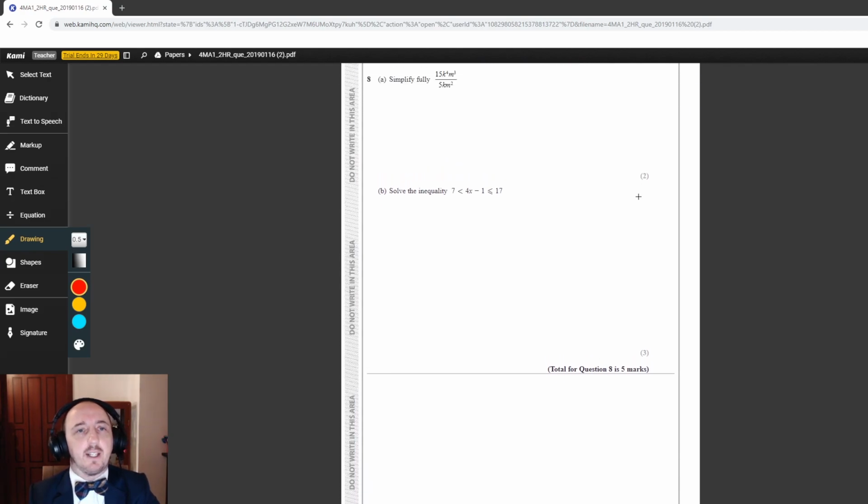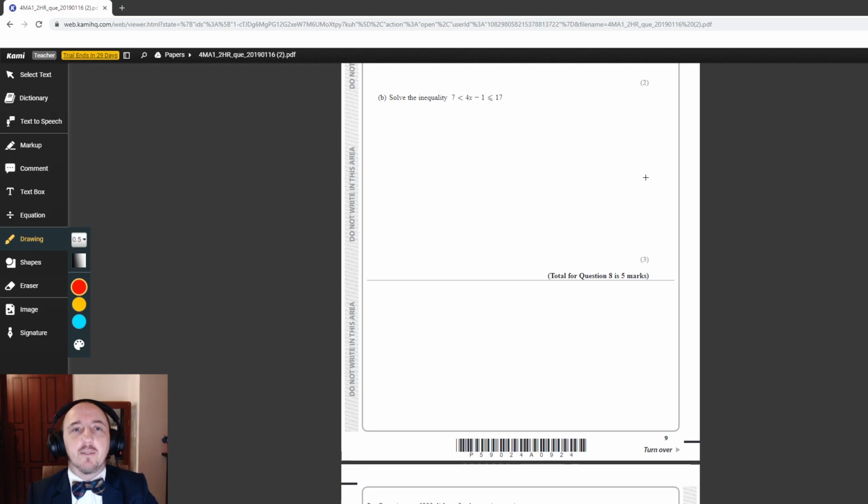Question 8, we're simplifying. So we're going to cancel the 15 and the 5, and that gives us our 3. k to the power of 4 divided by k is just simply k cubed, and m cubed divided by m squared is just going to be m. So we're going to have 3k cubed m.